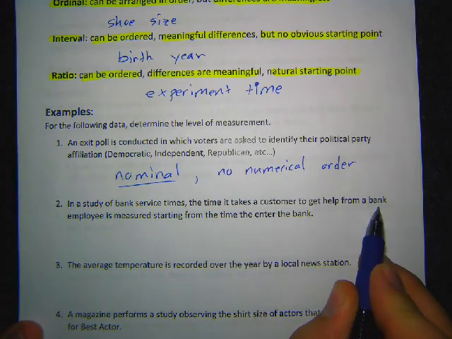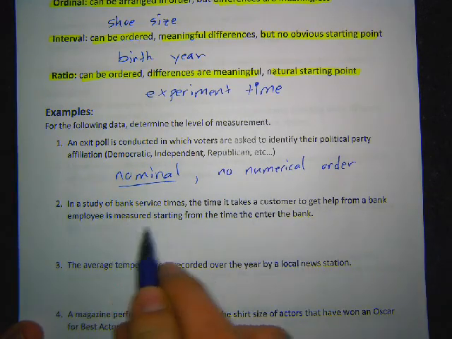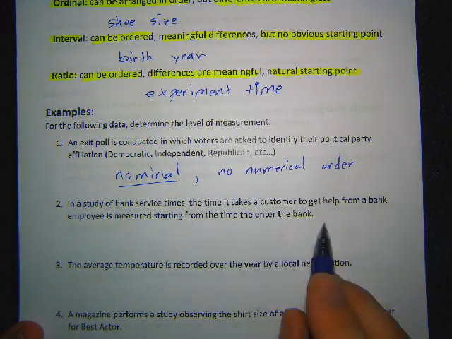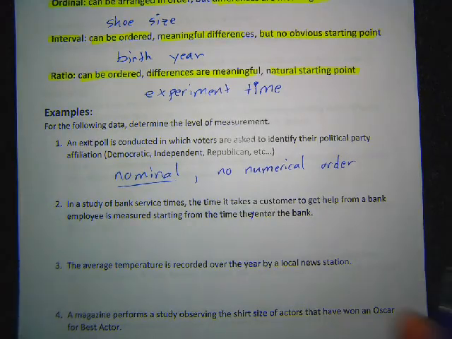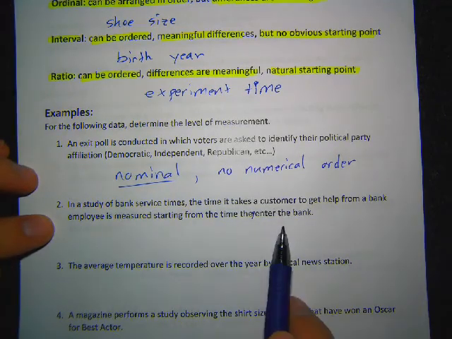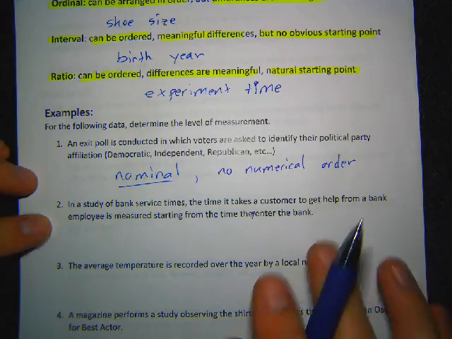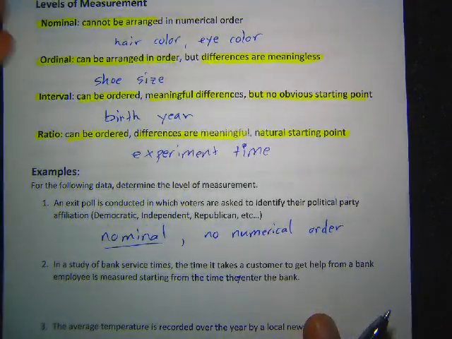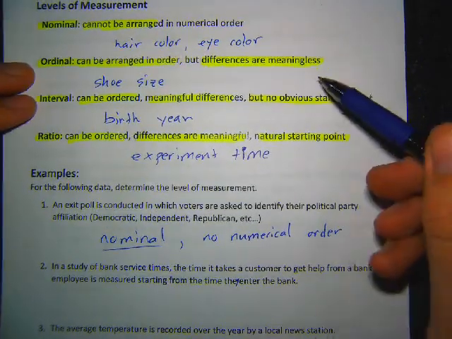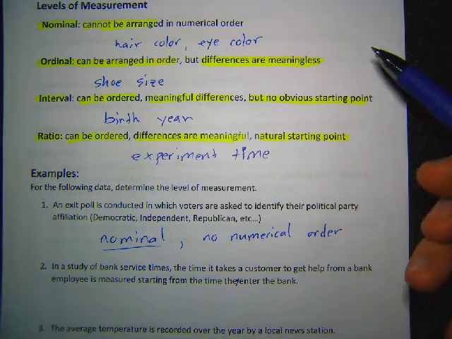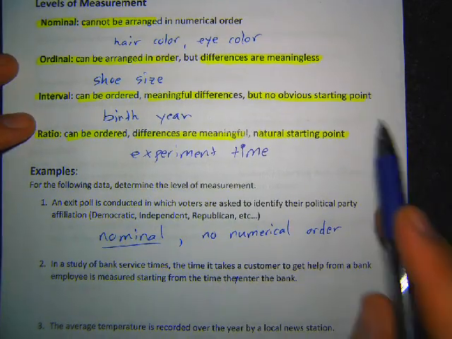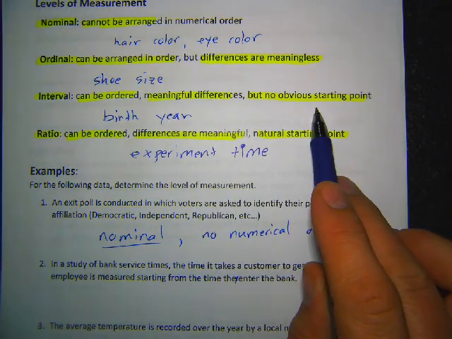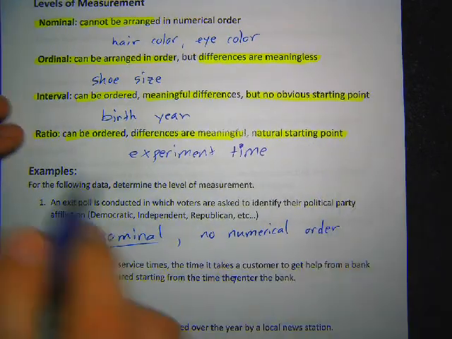Okay, in a study of bank service times, the time it takes a customer to get help from a bank. So how long it takes is measured starting from the time they enter the bank. Okay, so the time it takes them to get service once they enter the bank. Well, you can order times, right? You just do the least to the greatest, so that makes sense. Differences make sense because when you subtract, it took 15 minutes for this guy and 10 minutes for that guy, 5-minute difference. Obvious starting point, when they first entered the bank, right? So it's time 0. So it does have an obvious starting point. So this would be a ratio.